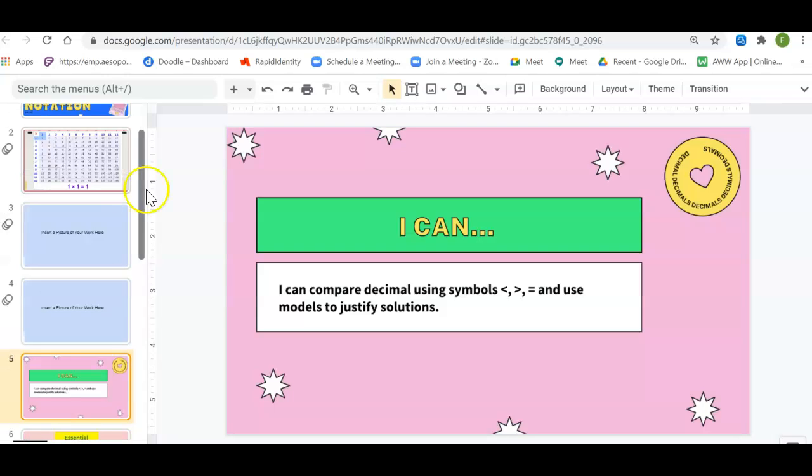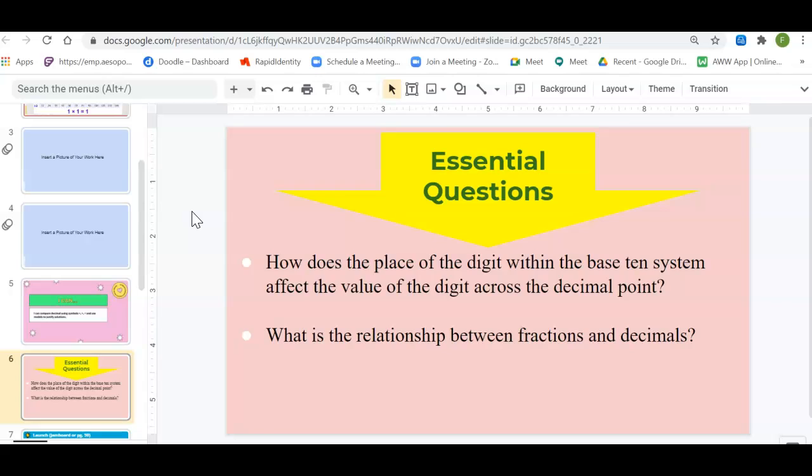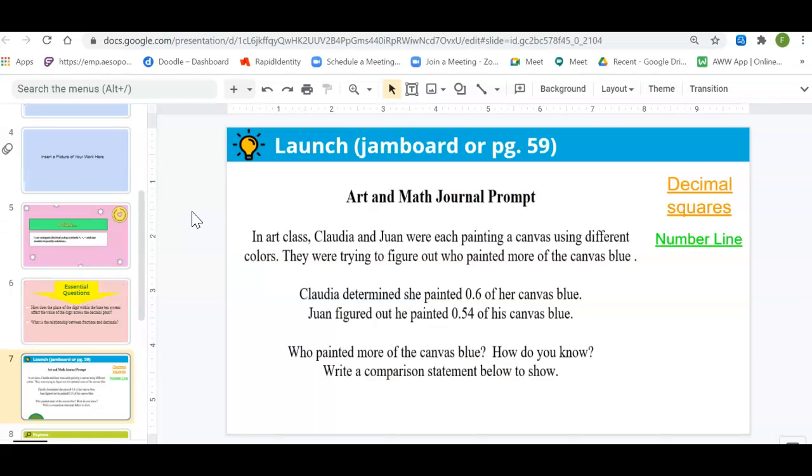Your I can statement: I can compare decimals using symbols less than, greater than, equal to, and use models to justify solutions. So we continue to work with those symbols. Our essential questions for the unit remain the same. How does the place of the digit within the base 10 system affect the value of the digit across the decimal point? And also, what is the relationship between fractions and decimals?